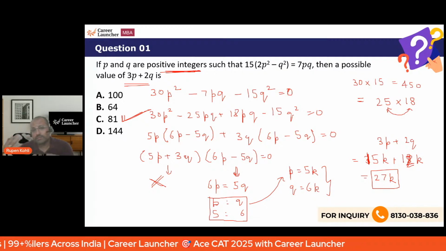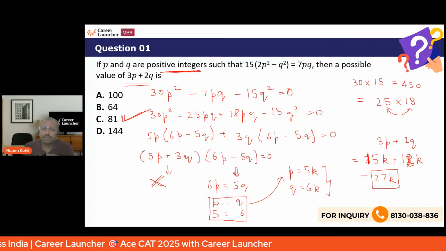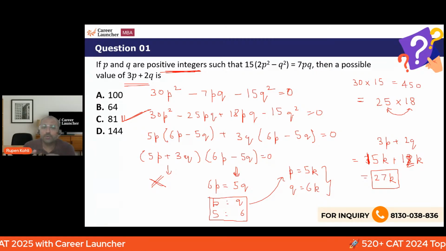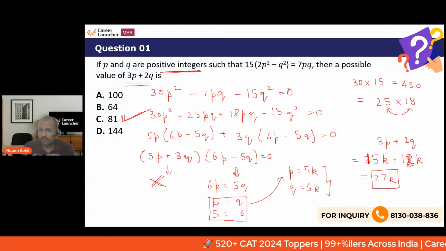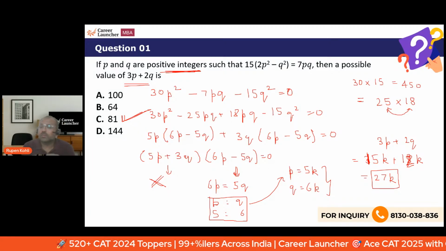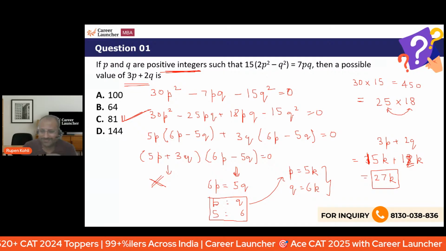So how we started from a quadratic and then we factorized it. Then we came to the core idea of the problem. We are dealing with integers. So therefore, we got them in a certain ratio and then we deduced the possible value of the given expression, right?